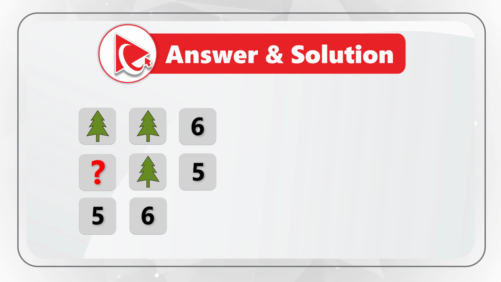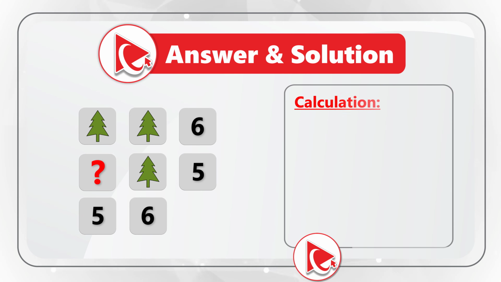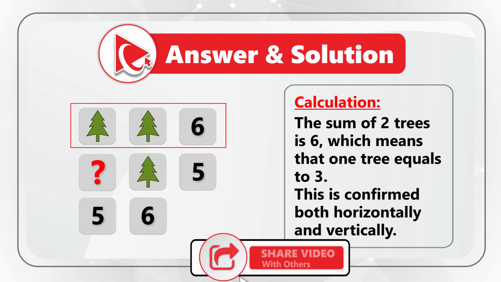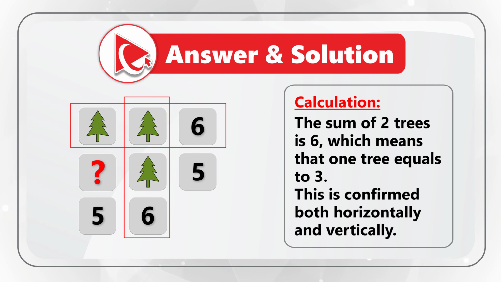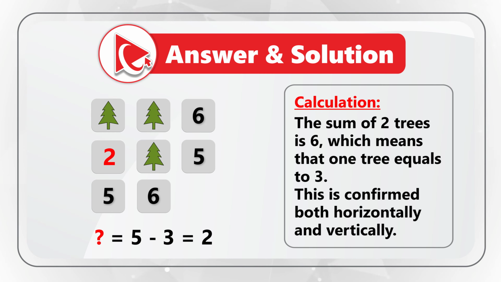As you might have guessed, what we see in the picture are mathematical expressions. For example, the sum of 2 evergreen trees is 3, which is represented by the top row. The same is true for the middle column. The sum of 2 evergreen trees equals 6, which means that 1 evergreen tree equals 3. Now we can calculate the missing number, which would be the result of 5 minus 3, which equals 2. So the correct answer here is choice A, 2.